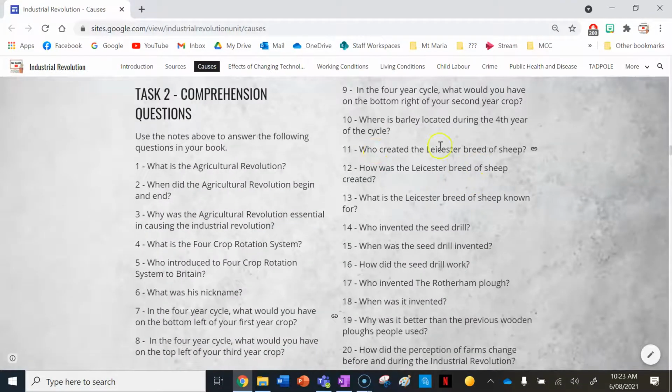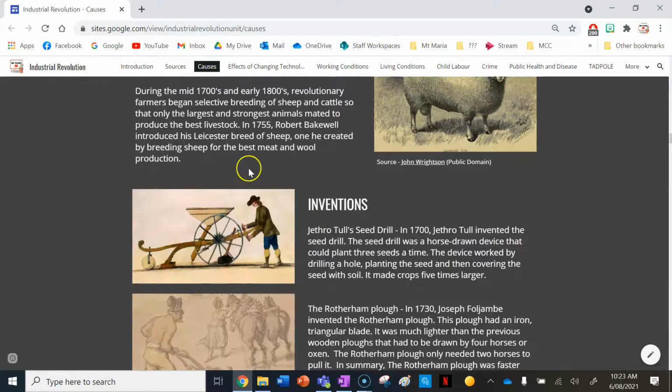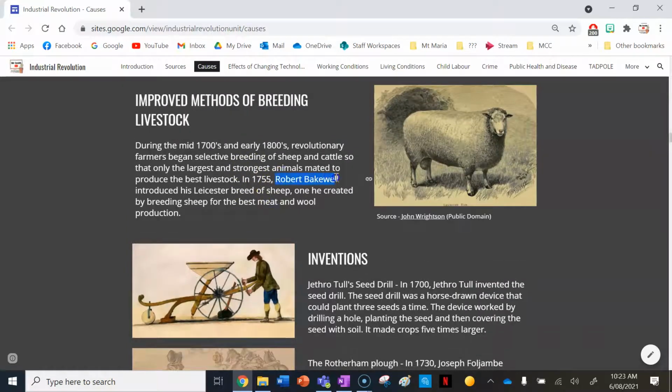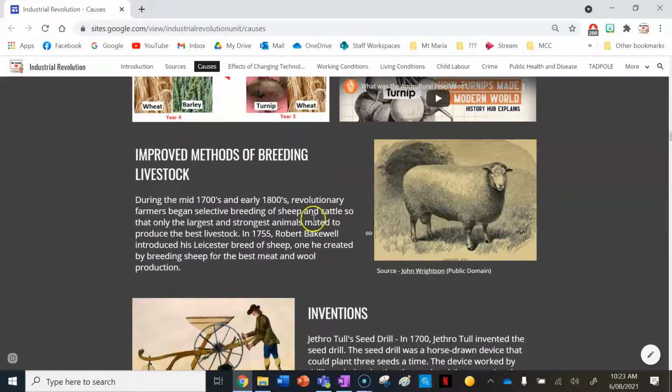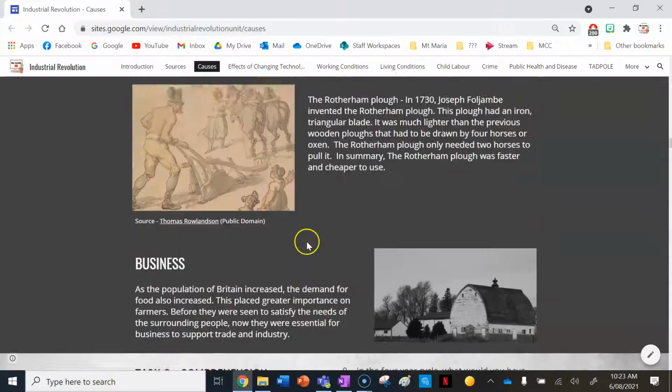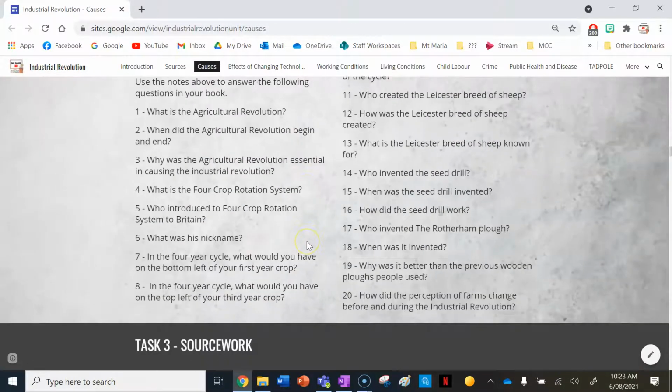Number 11, who created the Leicester breed of sheep? We know that is Robert Bakewell. We learned about him just a bit before, or we read about him a bit before. How was the Leicester breed of sheep created? Well, it was made by breeding the best sheep in terms of wool and meat. So you were getting the biggest sheep that you could use their meat and also their wool. Next here, we've got number 14.